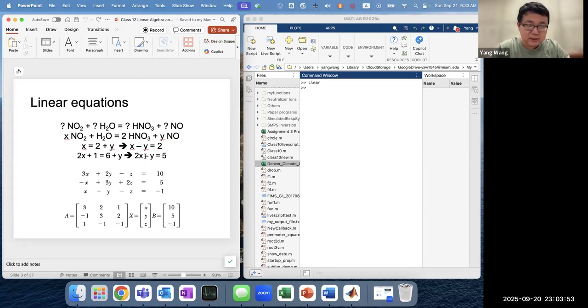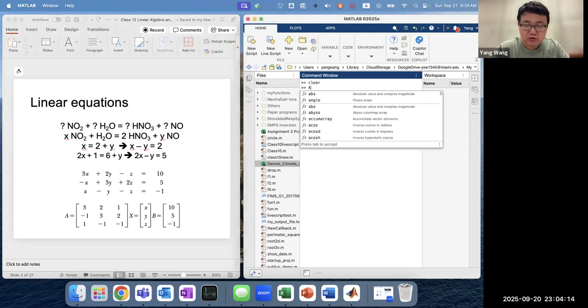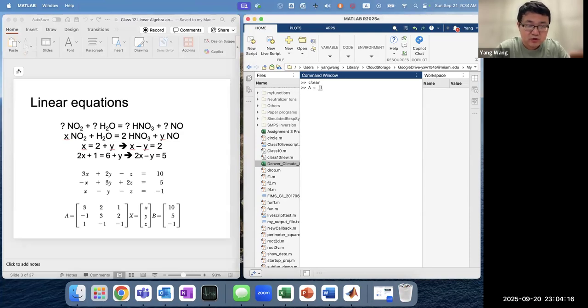Okay, so basically here you can see that we have x minus y equal 2 and 2x minus y equal 5. If you try to simplify this into the form of a matrix calculation, you can define a matrix of 1, minus 1, and then 2, minus 1. So this is our matrix, right?